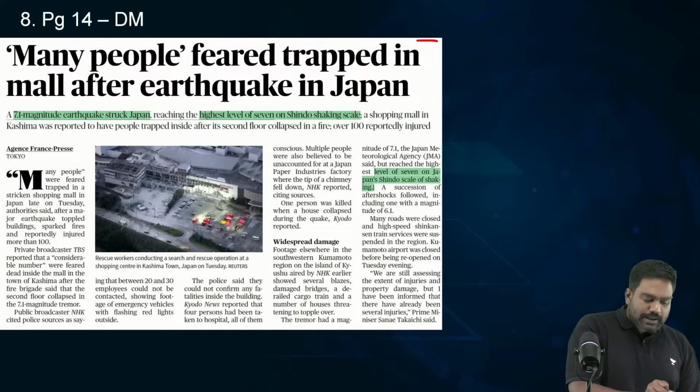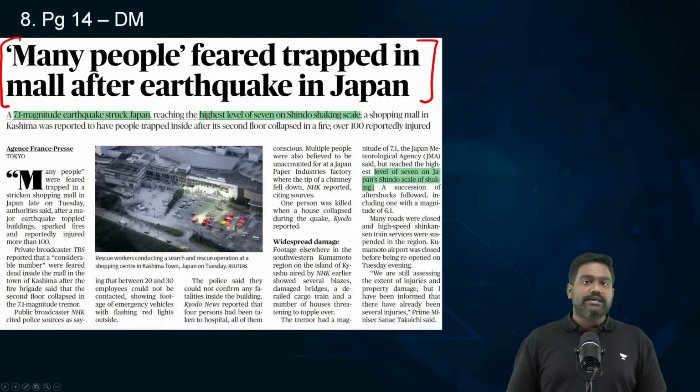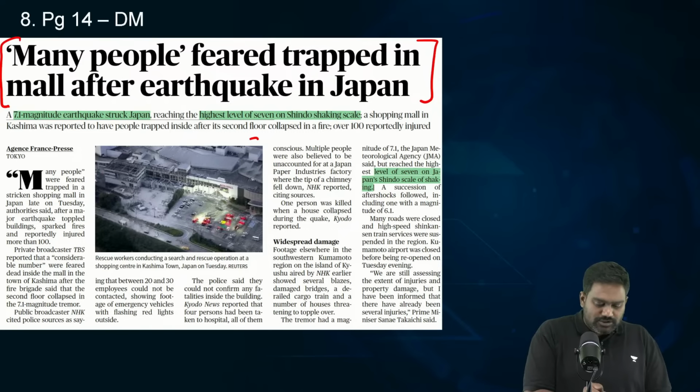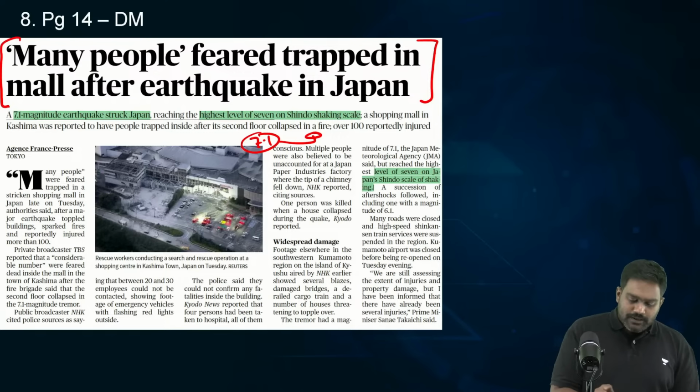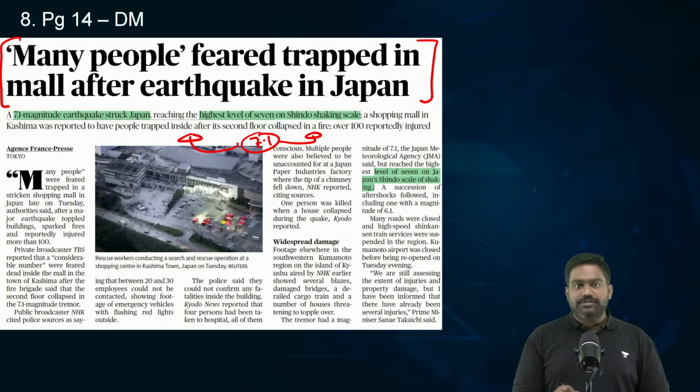Next, Japan witnessed a massive earthquake yesterday, a 7.1 magnitude earthquake, which has caused significant damage and heavy trembling of the surface.